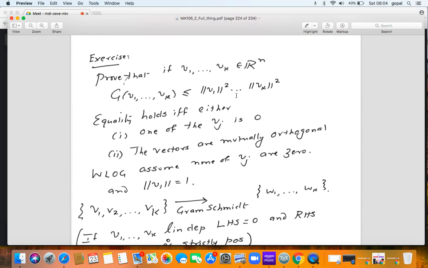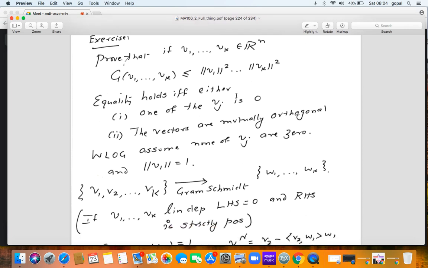So let us set aside this uninteresting case. Assume that the vectors are all non-zero. Further, I can divide both sides by norm v1 squared, and I can assume that v1 is already a unit vector. If the vectors are linearly dependent, the left hand side is 0, the right hand side is strictly positive. So again, the inequality is completely trivial. So I may jolly well assume that the vectors are linearly independent.